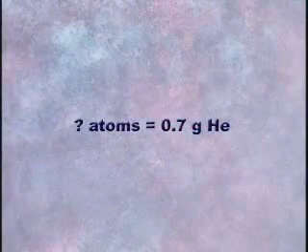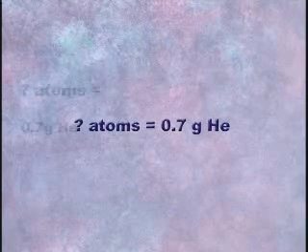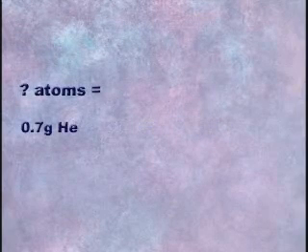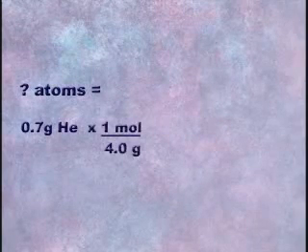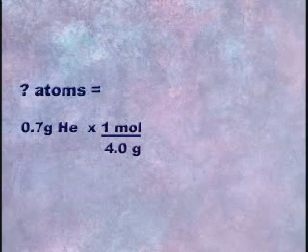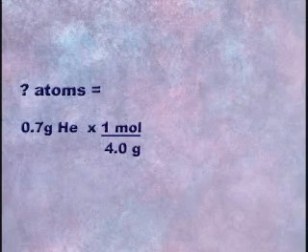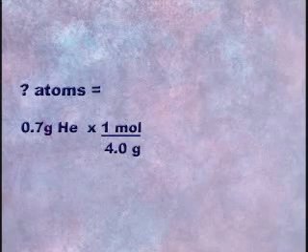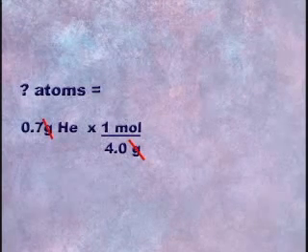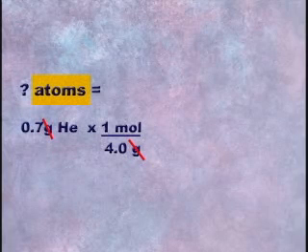Now, that wasn't too hard. Let's try another one. How many atoms are in 0.7 grams of helium? Let's begin with how many atoms are in 0.7 grams of helium. The molar mass of helium is 4.0 grams per mole. The units tell us to put the 4.0 grams on bottom and 1 mole on top. The grams cancel.